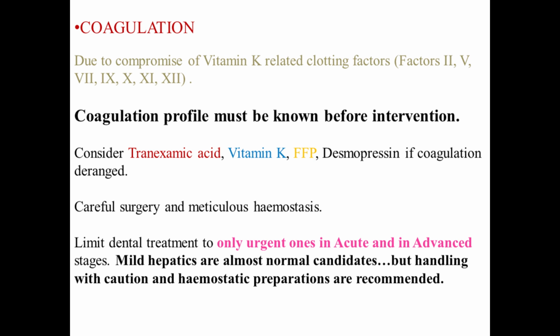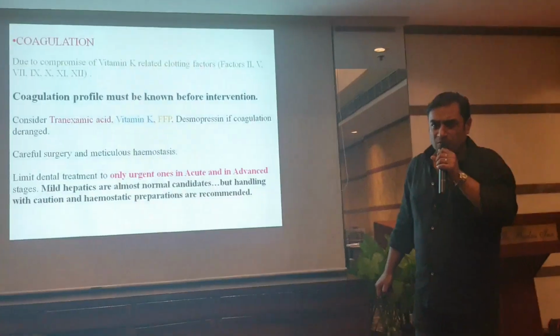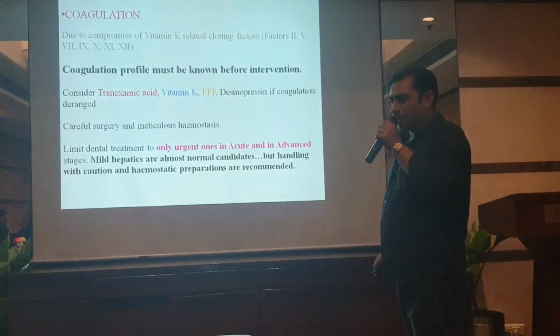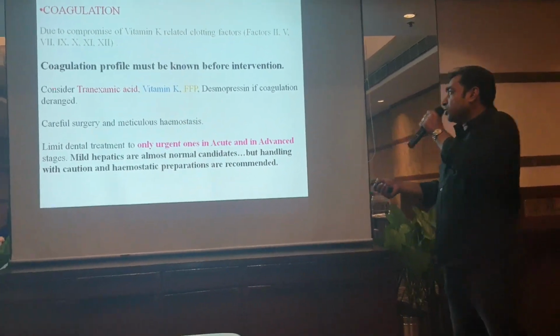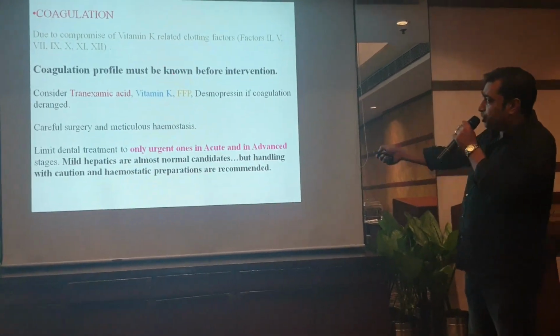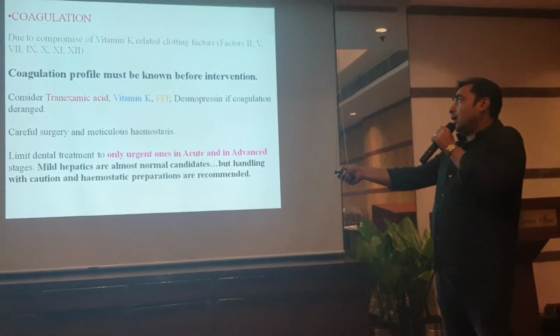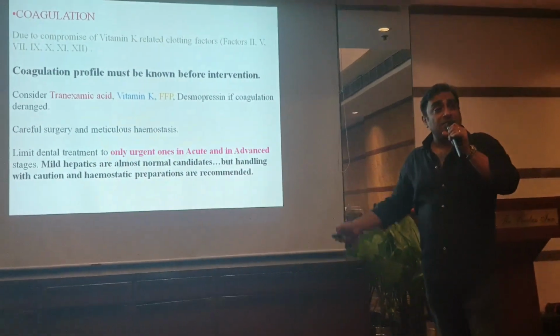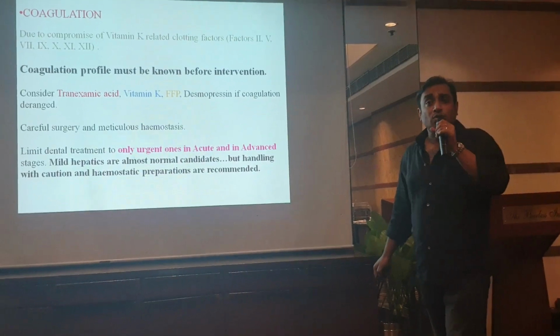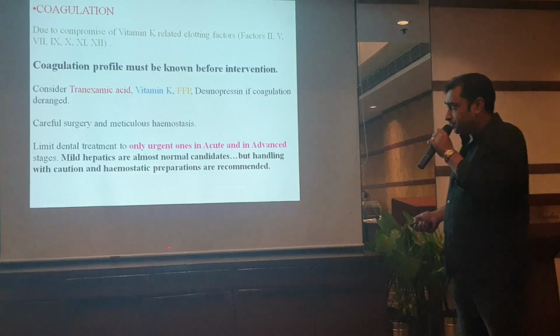Consider tranexamic acid, vitamin K, FFP, desmopressin if coagulation is deranged. Forget about those Russell's viper venom and all which are there in the book. Those are for fun's sake, trivia to remember. So these are the things that you can use, and out of all these, we have to use FFP and vitamin K from time to time. I have never used desmopressin. Tranexamic acid is something which all dentists should be able to use in liver patients, both systemic and topical.